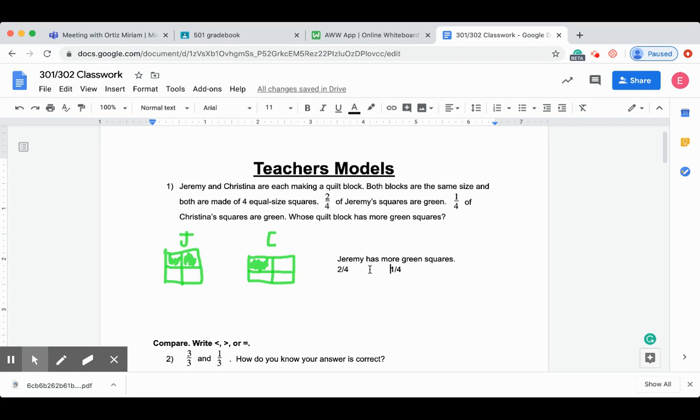So therefore, I know that 2 is greater than 1. So I know that 2/4 is greater than 1/4. And since Jeremy has 2/4 and Christina has 1/4, I know that Jeremy has more green squares. So when we're comparing our fractions with the same denominator or like denominators, we're going to compare using our numerator.